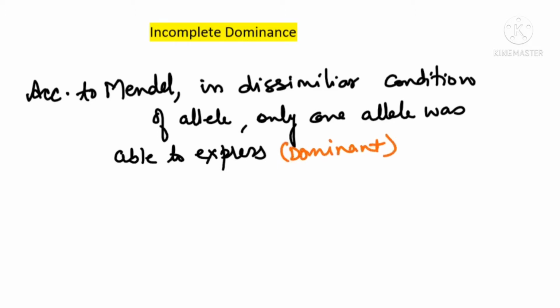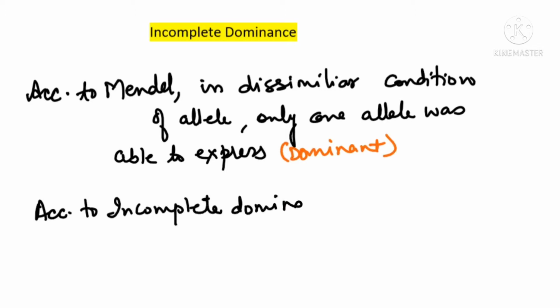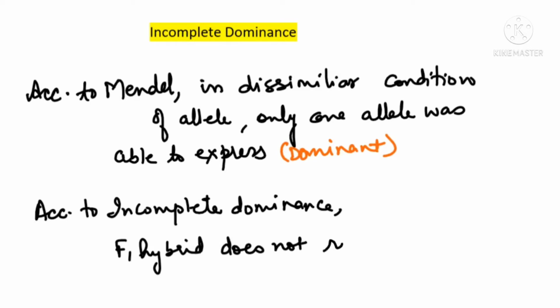But in post-Mendel era, according to what we observed, according to the incomplete dominance concept, in F1 generation, the allele was not able to express completely. Means F1 hybrid does not resemble either of the parent. Is it clear? I'll just give you an example, try to understand.